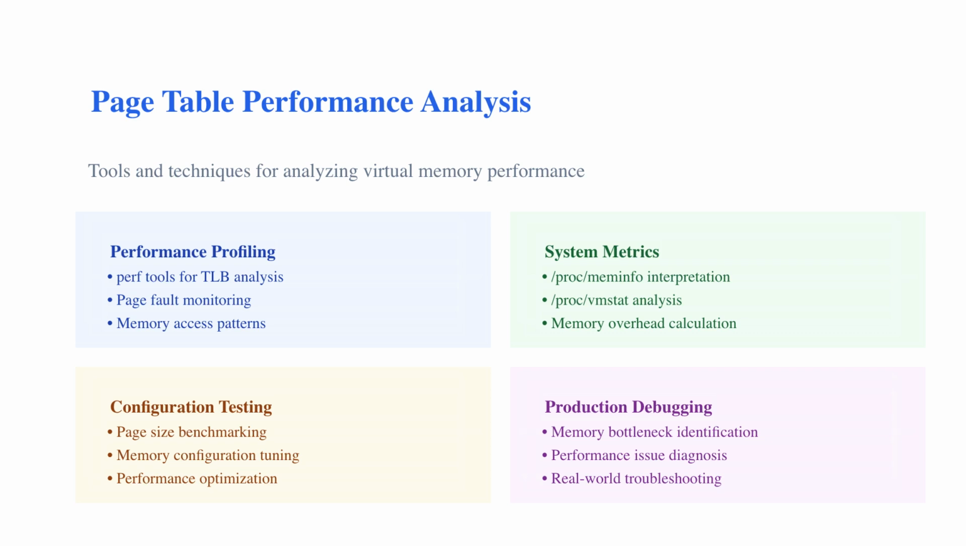Now that we've explored page table optimizations, let's examine a critical aspect: security and protection mechanisms built into page table systems. Page table security has become increasingly important as we've seen sophisticated attacks like Spectre and Meltdown exploit hardware vulnerabilities. Let's start with hardware-based protection mechanisms.